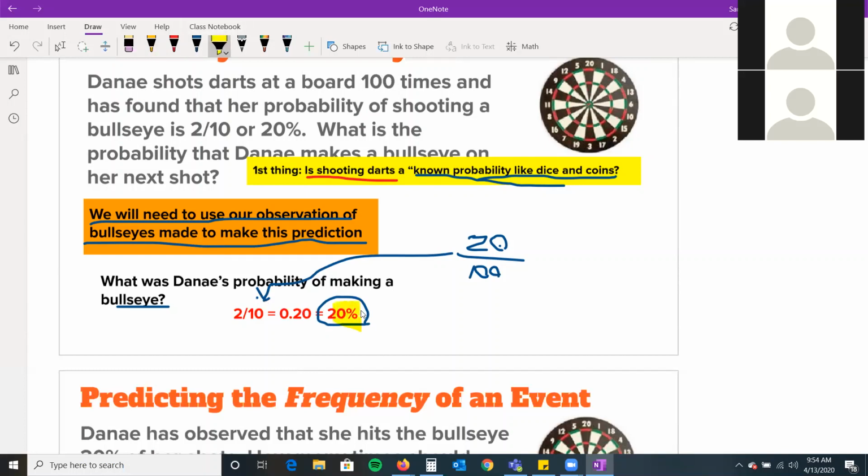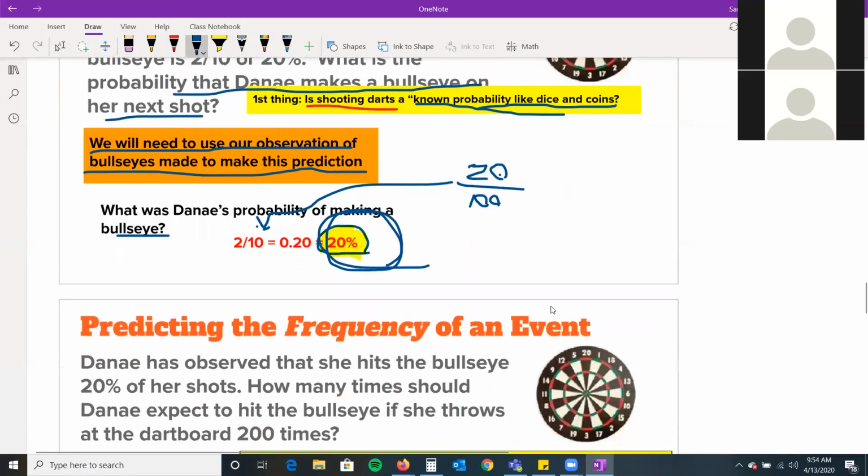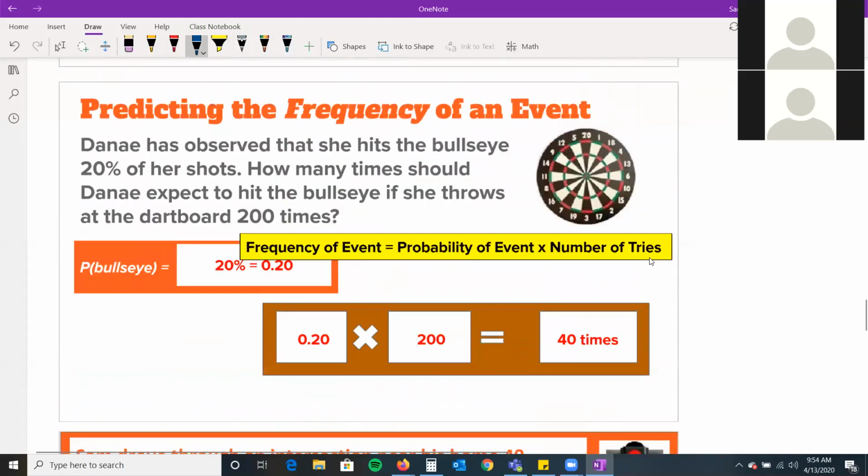So if she hits it about 20% each time, the likelihood, if we had to predict, it's not exact, right? But if we're predicting that her arm doesn't get tired and that she's still throwing the same, she's got a 20% chance of hitting a bullseye on the next shot. Okay, so the question said, what's the probability that Janae makes a bullseye on her next shot? It's going to be that same 20%. Okay, it's not going to change probability.